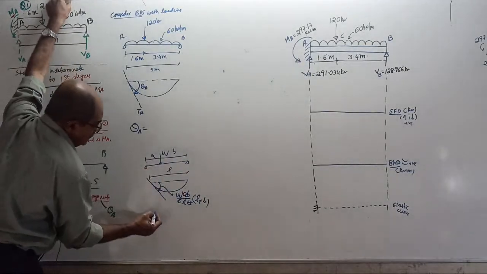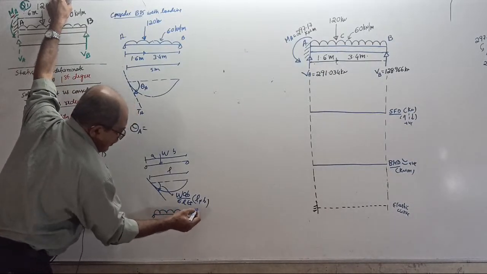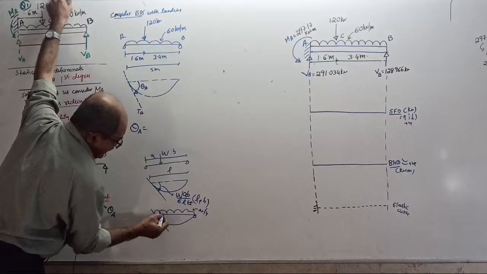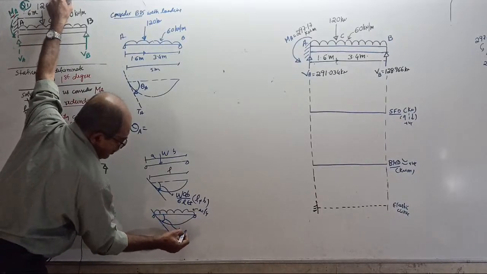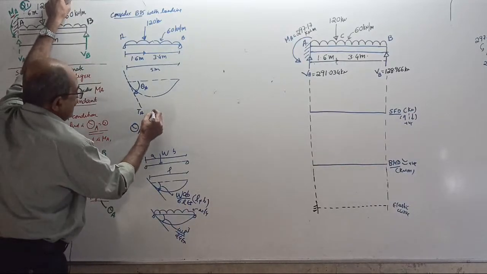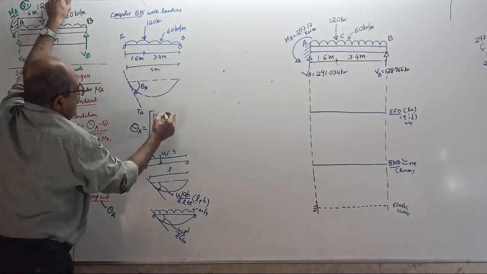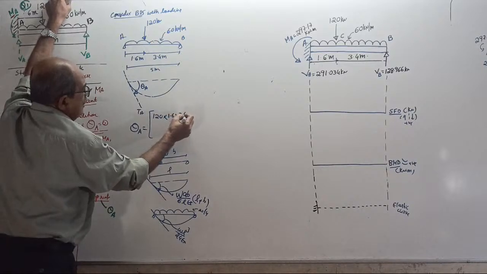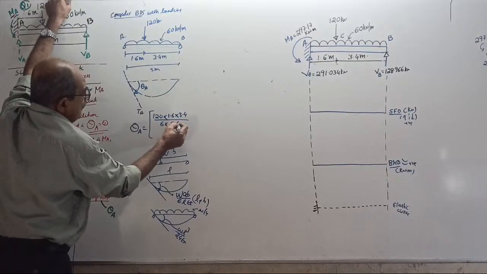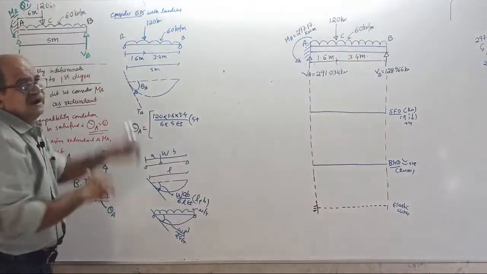And also I told you, if it is UDL of W per unit length, span L, it bends this way. This slope is clockwise WL cube by 24 EI. So start for point load. First I want for point load. 120 into 1.6 into 3.4 divided by 6, divided by span 5, divided by EI, into total length is 5. 5 plus, tell me how much?